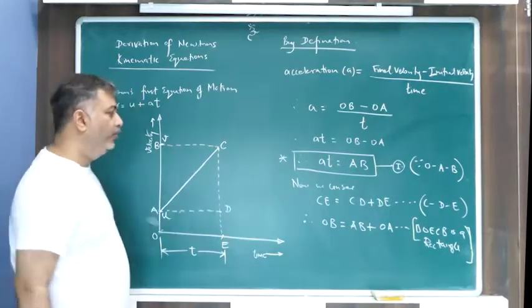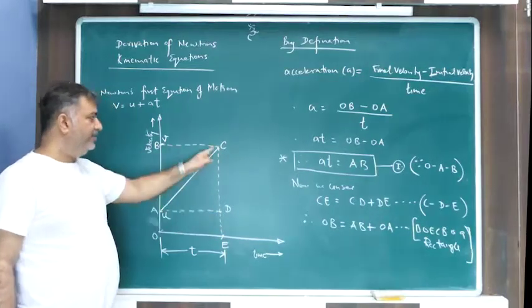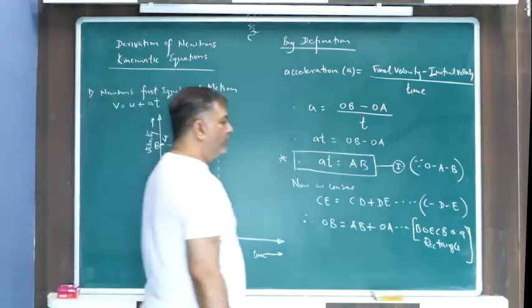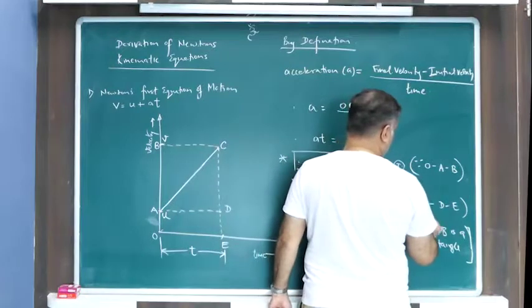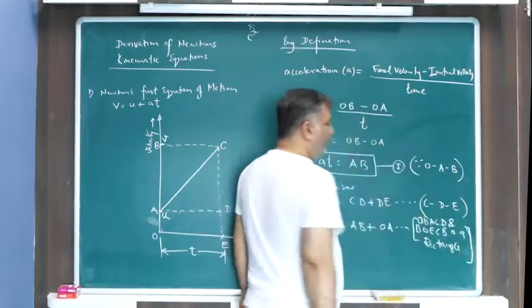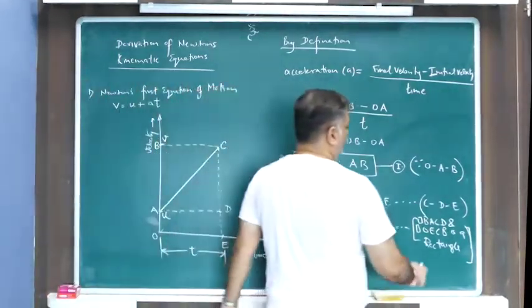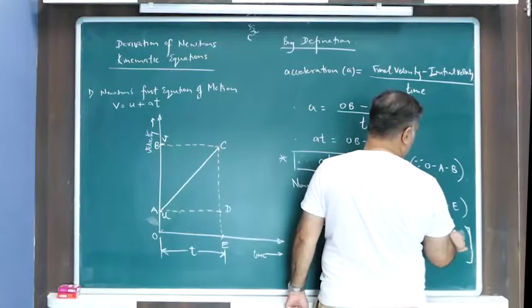So you have said OECD is a rectangle. Similarly, BADC is also a rectangle. So quadrilateral BACD and quadrilateral OECD are rectangles.